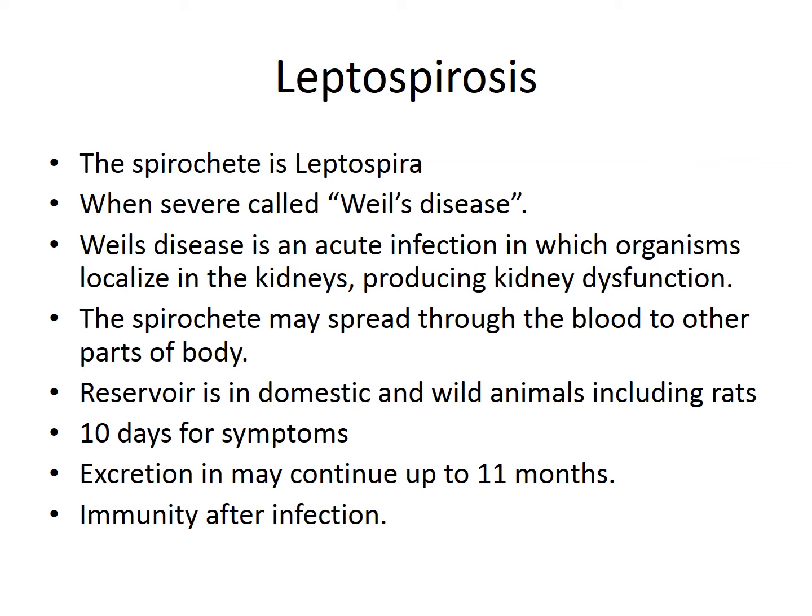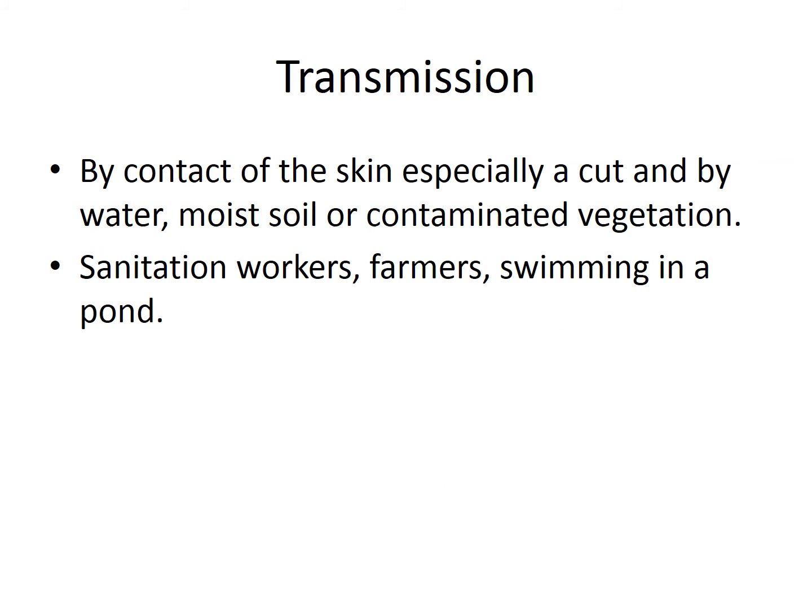Once you have this, you have immunity, so an individual probably will never get it again. Transmission is contact of the skin, especially with an open wound of any sort, and that can be from water, moist soil, or contaminated vegetation.